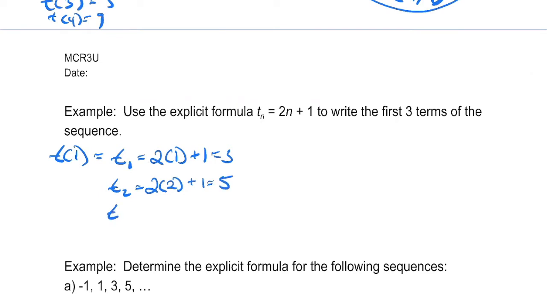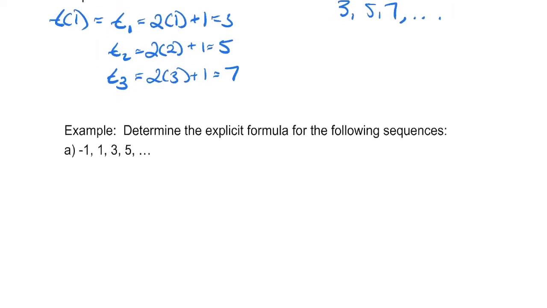And then the third term, so n is in this case 3. So 2 times 3 plus 1 is going to be 6 plus 1, which is 7. So we could write the first 3 terms as 3, 5, and 7. And that's the rest of the sequence. We can sort of go on.